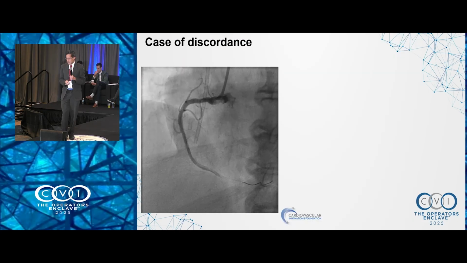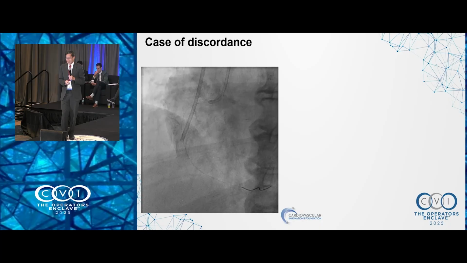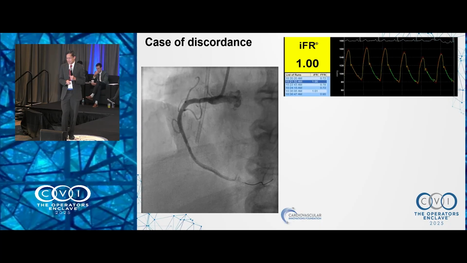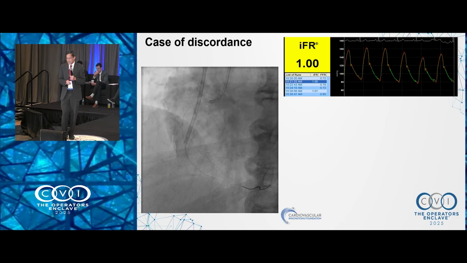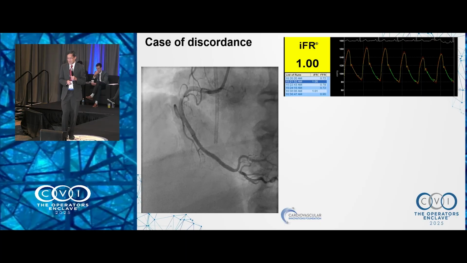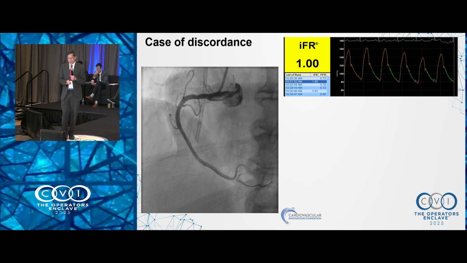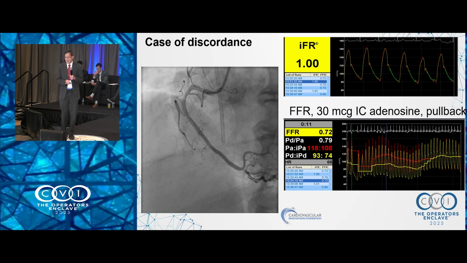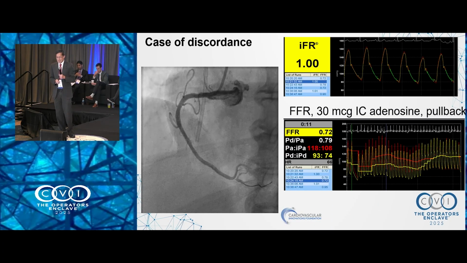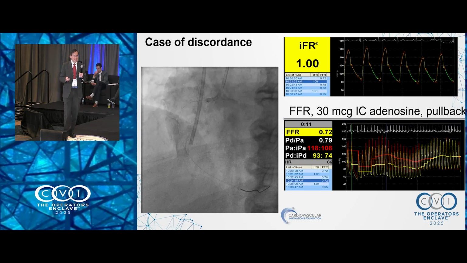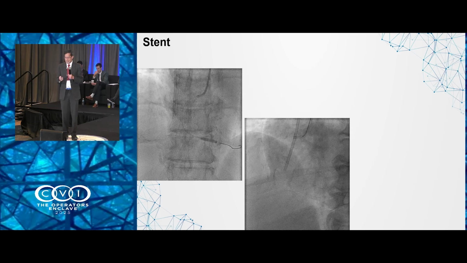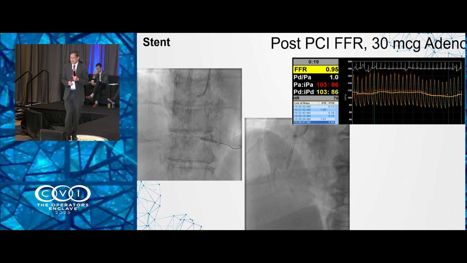So finally, of course, we have to deal with cases of discordance. iFR and FFR will differ in 20% of cases. In this extreme example, an ostial PDA lesion is 1.0, completely normal by iFR, but completely positive after just a little bit of IC adenosine, 0.72. So what do you do in these cases? Well, it depends on how easy it is and whether the patient is symptomatic, but sure enough, I want to stent this. I stent it, and the post-PCI FFR is normalized to 0.95.